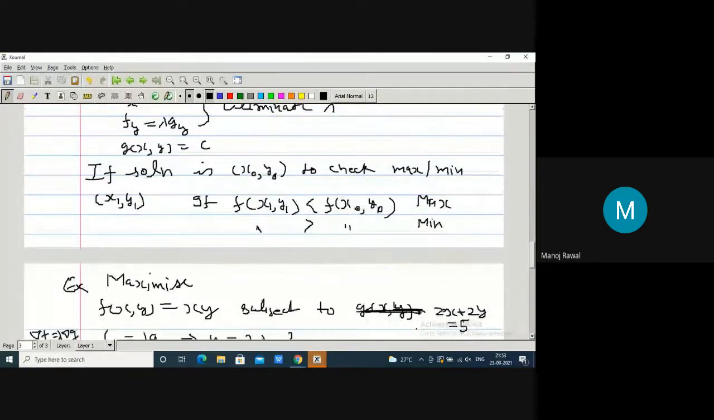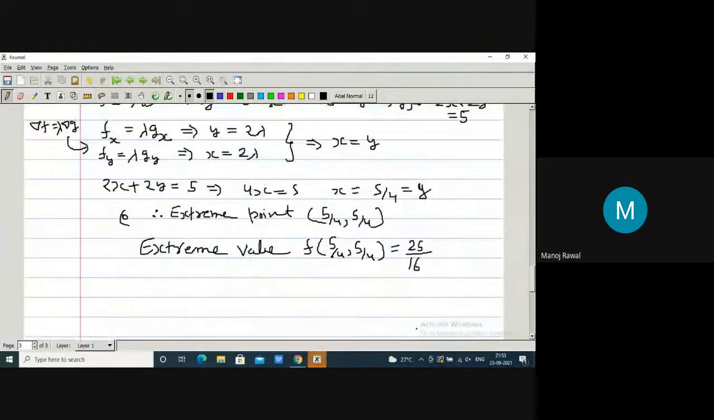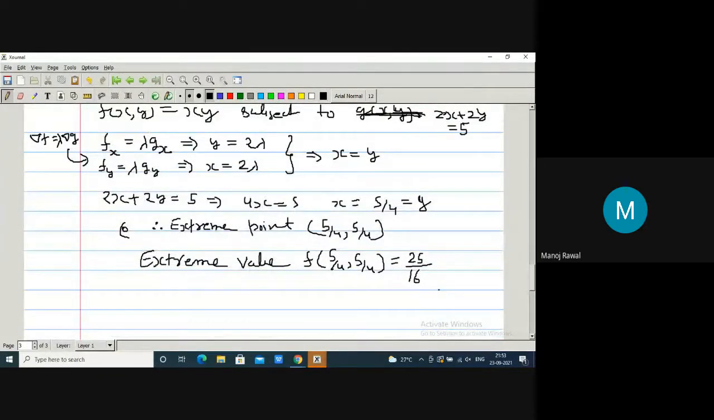Okay, now as you asked, Chaksu, that I must explain this concept of x1 and y1. So let's try to understand with the help of this example. What I am saying is that if this is a maximum value, you take any other point which is satisfying the constraint.